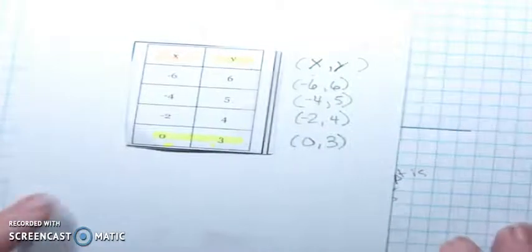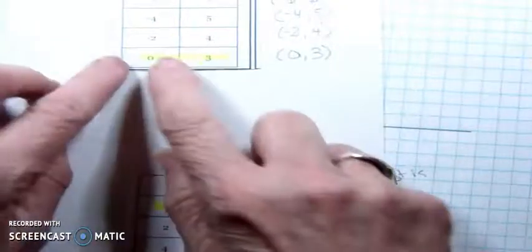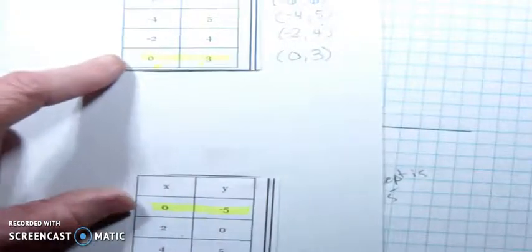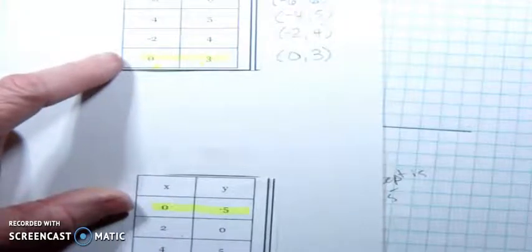So the thing that these two tables have in common is that we are seeing that the y-intercept is happening whenever our x value is 0. So that's a really good hint. If you're looking at the table and you see an x value of 0, look at your y value, because that's going to be your y-intercept.